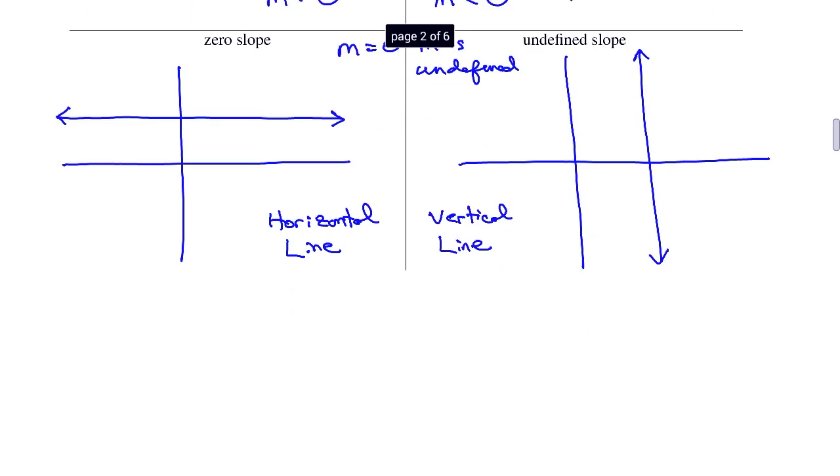Now there is one term that is somewhat ambiguous, and we will not use it in this class, and that is the term no slope. Some people define no slope to be the 0 slope, resulting in a horizontal line, and some people define no slope to be undefined slope, the vertical line. Because of this confusion, we will not use this term at all.